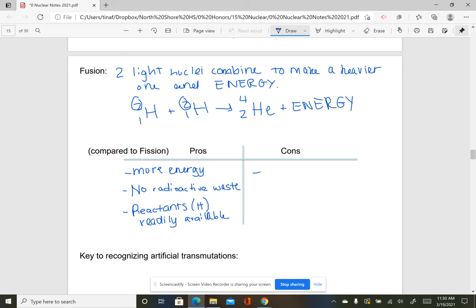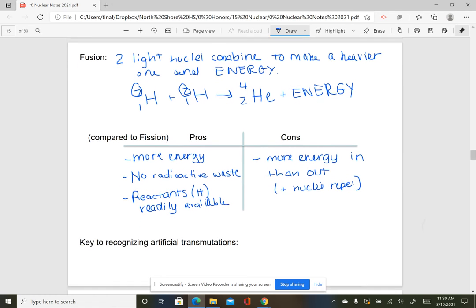Right now, as it's going, it takes more energy to push the two atoms together than we're going to get out of the reaction, because our positive nuclei repel. So right now, it's not worth it until we figure that out. Right now, the only place that has enough energy for fusion to occur naturally is the sun. It's hot enough to get those particles together. Okay, so that's pretty cool.